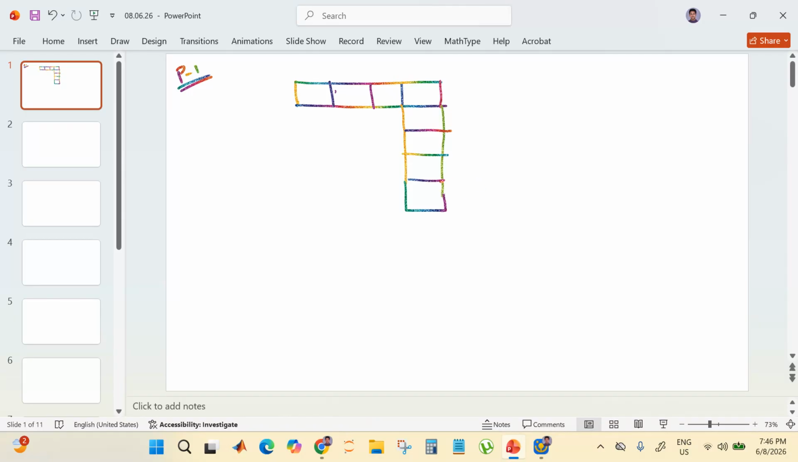Okay, remember, when the question asks to find the rectangles, then you have to consider each block as a rectangle. If the same question asks to find the number of squares, then you have to consider each block as a square. So this is a general or universal rule you have to follow. So find the number of rectangles in the given figure.